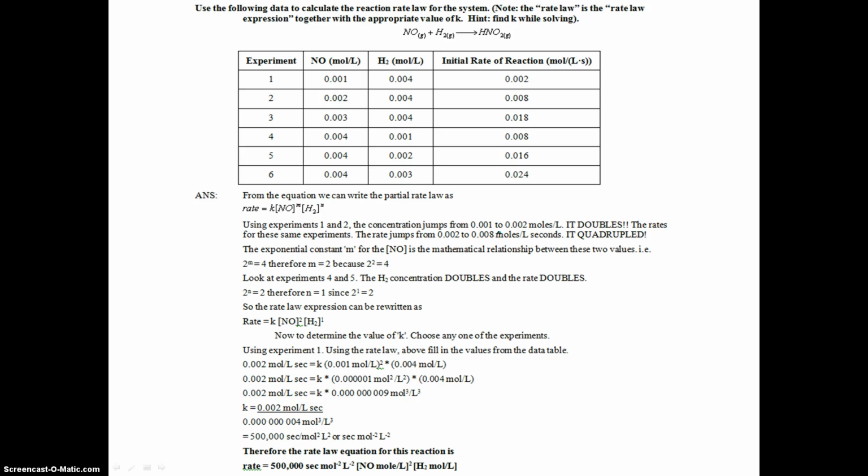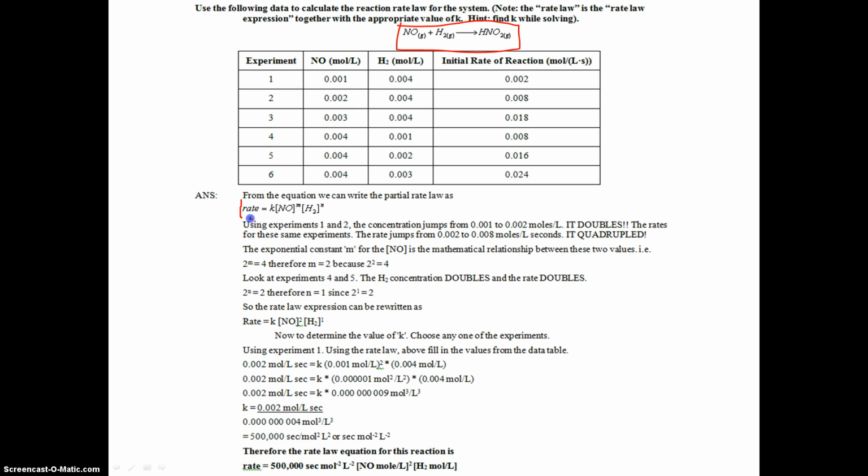Next question. Use the following data to calculate the reaction rate law for this system. Note the rate law is the rate law expression together with the appropriate value of K. So in this one you have to solve for K also. So we have this reaction right here, so nitrogen monoxide plus hydrogen gas will give you HNO2. We have a whole bunch of trials, a whole bunch of numbers, and really you don't need all of these, you just need a few.